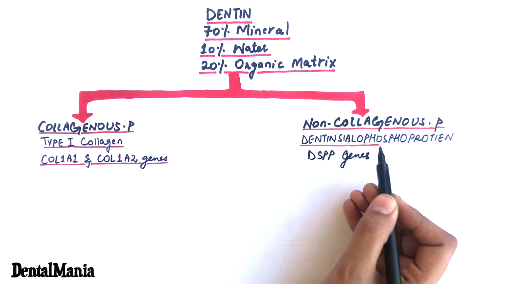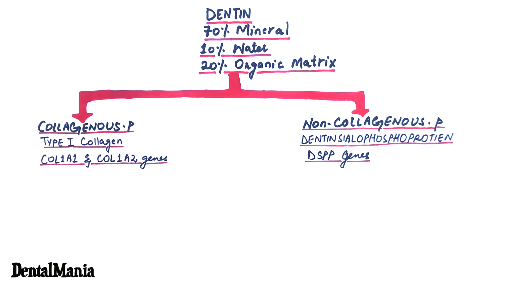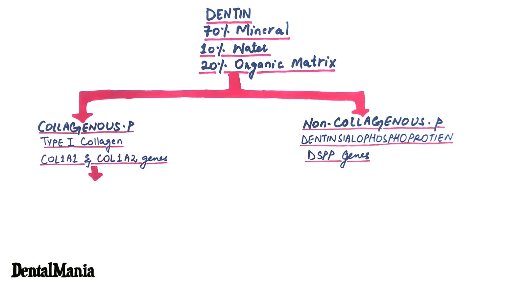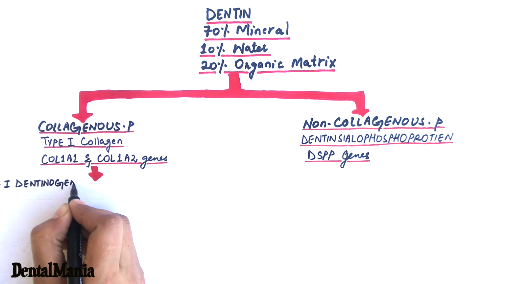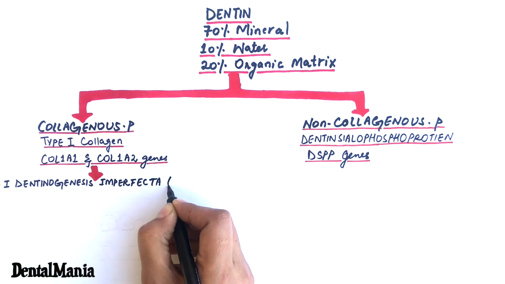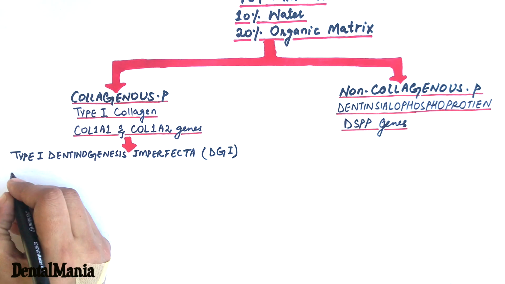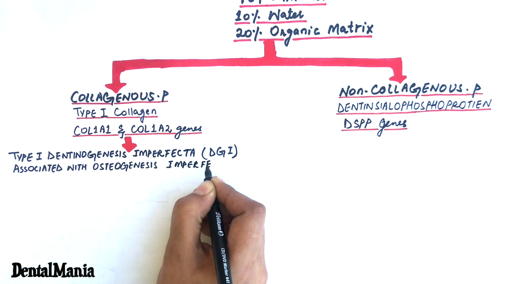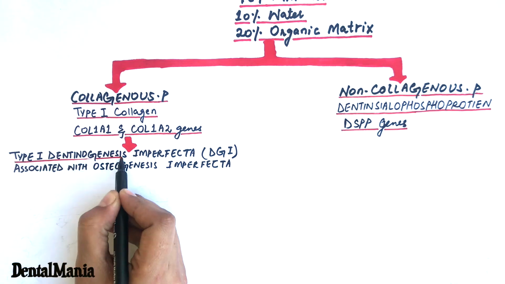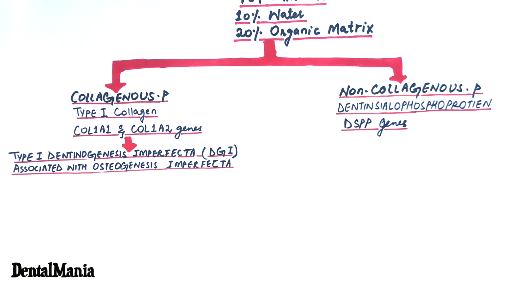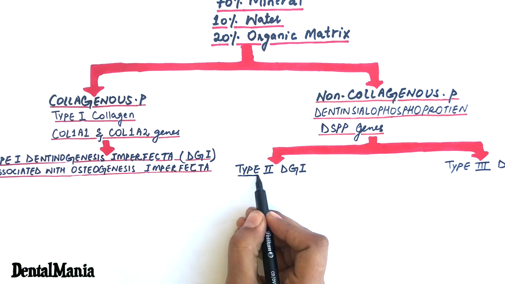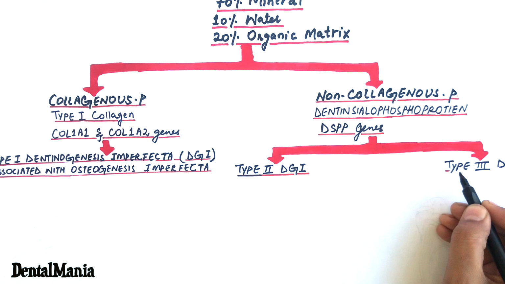Based on mutations in the collagen-forming genes or the DSPP gene, dentinogenesis imperfecta is divided into three main types. Mutations in the collagen-producing genes lead to type 1 dentinogenesis imperfecta, and as collagen type 1 is the most abundant collagen in bone, it makes sense that this type will always be associated with osteogenesis imperfecta. Mutations in the DSPP gene lead to type 2 and type 3 dentinogenesis imperfecta. These two arise in isolated forms and are not associated with any systemic disorder or syndrome.